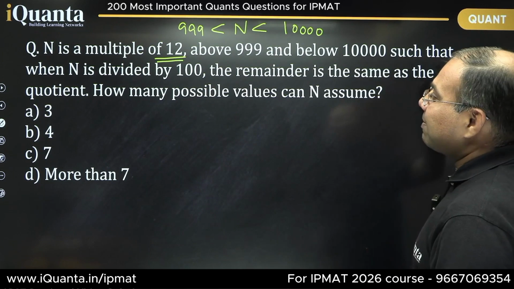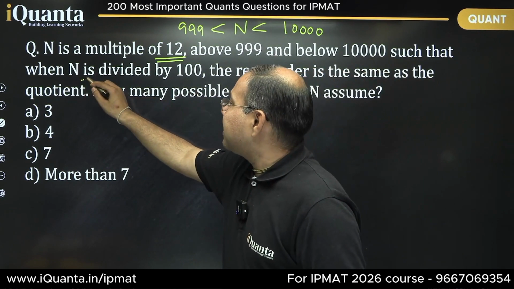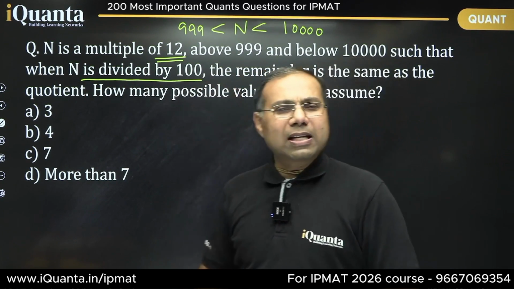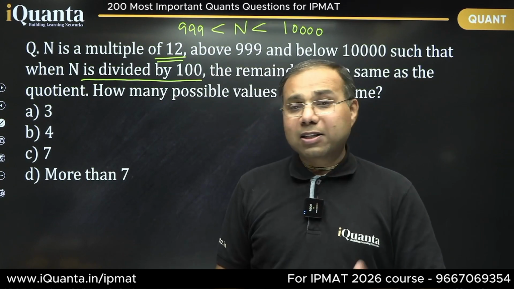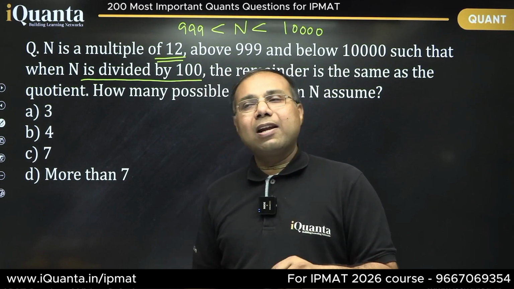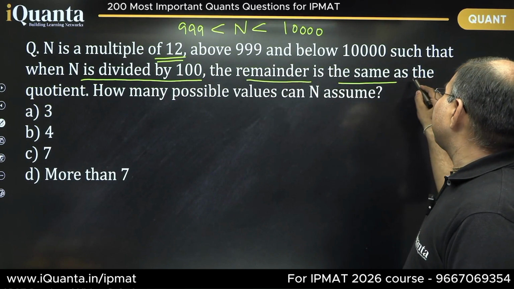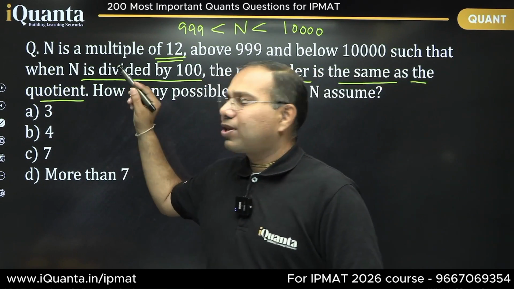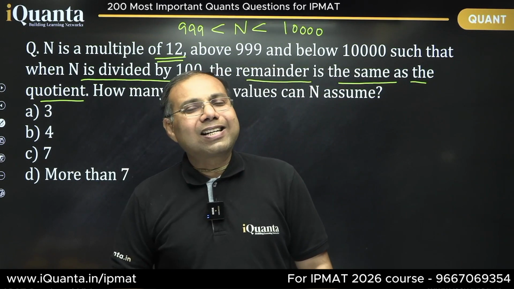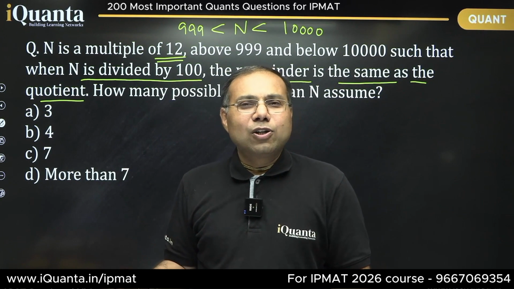There's some other condition that when this n is divided by 100, 100 is a divisor now. So if you divide this number n by 100, what happens? The remainder is the same as the quotient. Interesting. Many students get confused in that part as well, right? So what is the meaning of that?